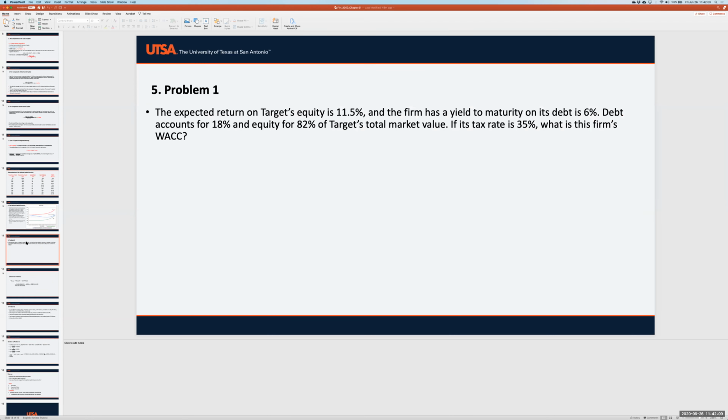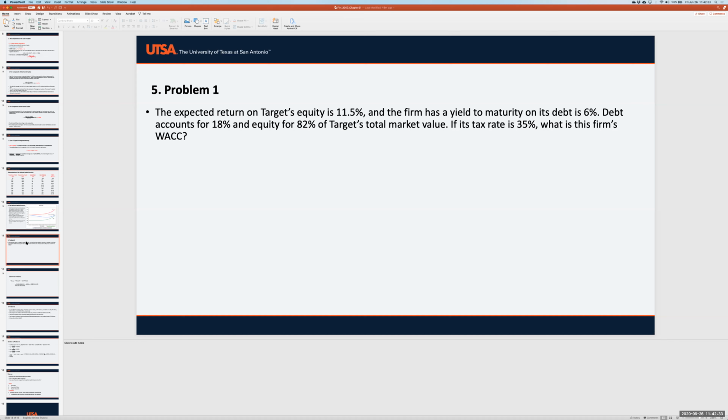Okay, let's solve a quick problem. The expected return on the target's equity is 11.5%, and the yield to maturity on its debt is 6%. Debt accounts for 18% and equity for 82% of the target's total market value. If its tax rate is 35%, what is WACC? Simple calculation.